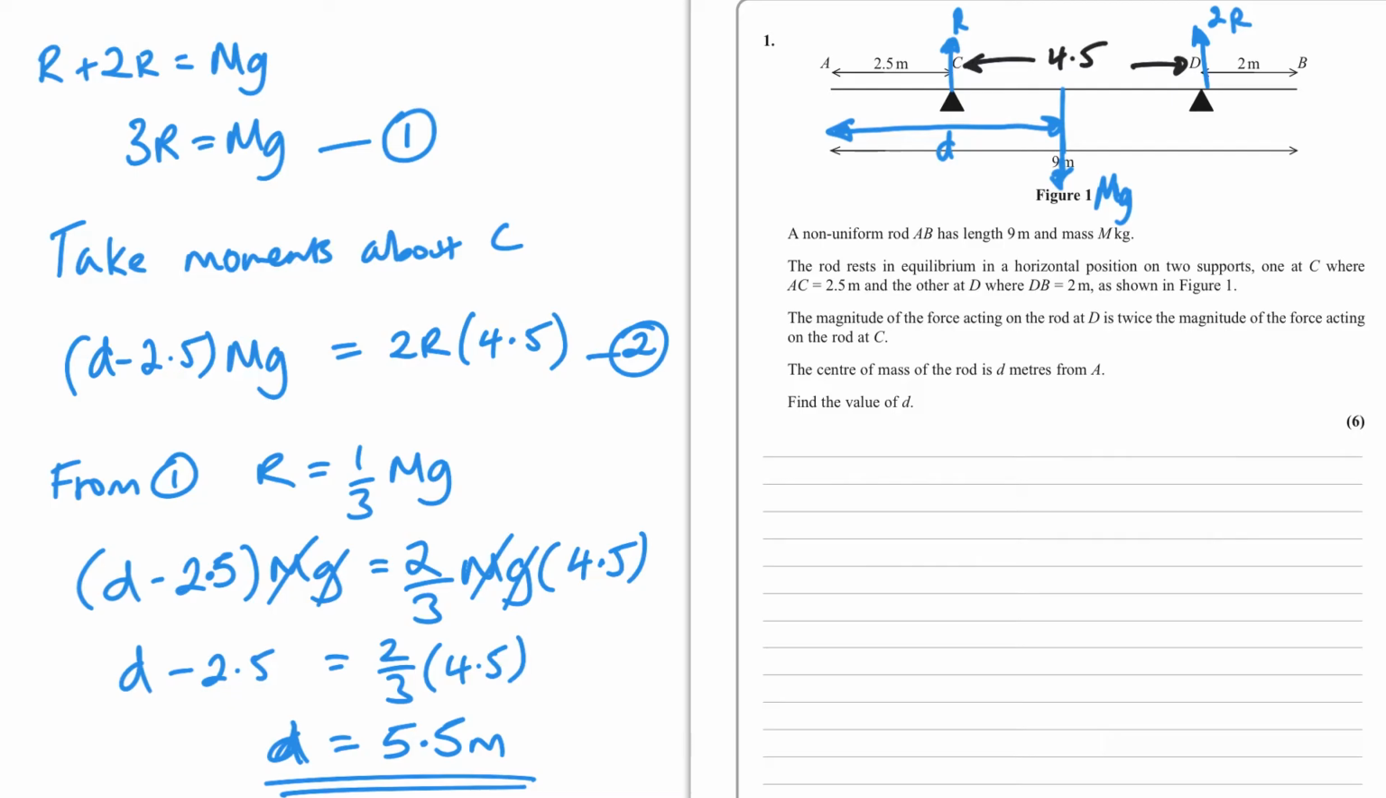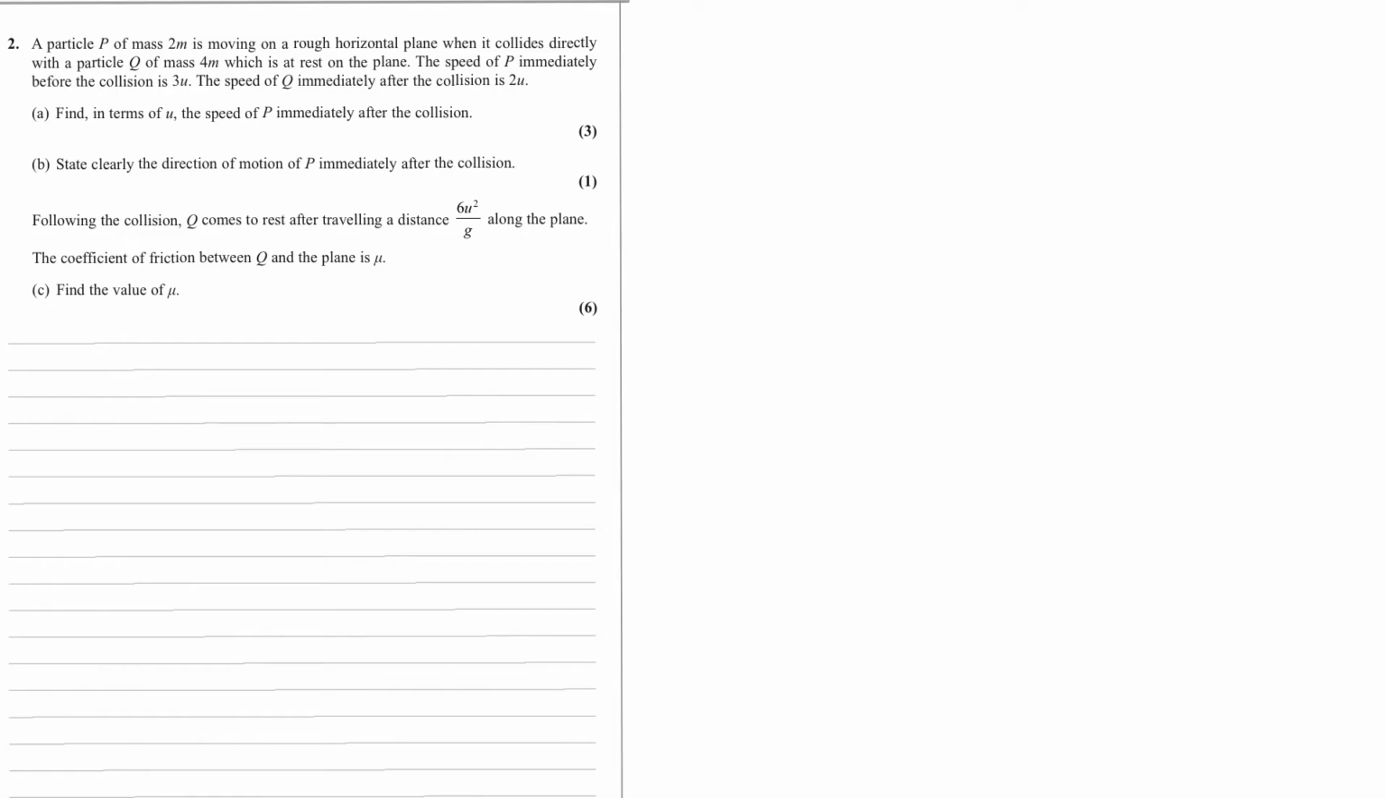You could have taken moments about D as well. That would be an alternative way. But it's easier to take them from C because it's easier, I think, for the D to explain. So for these kind of questions, think about sketching out what's happening first.